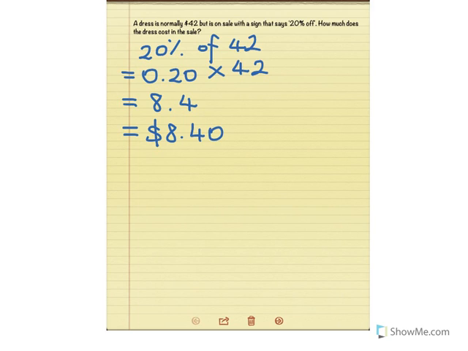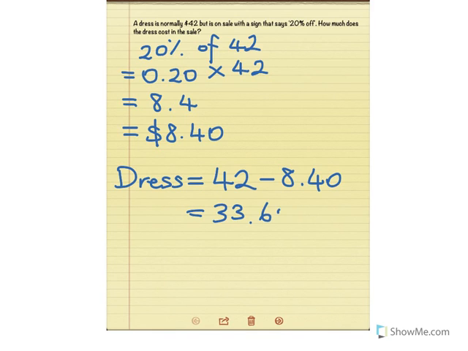Now this doesn't mean that the dress costs $8.40, because we worked out 20% of 42, and they told us that they were giving us 20% off the price. So they're going to give us $8.40 off the price. So the dress was $42, so now it's $42 minus $8.40. And once again, we reach for our calculator and calculate that answer to be $33.60. So again, because it's money, I know that I need to have two decimal places, so I've added a 0 on the end.